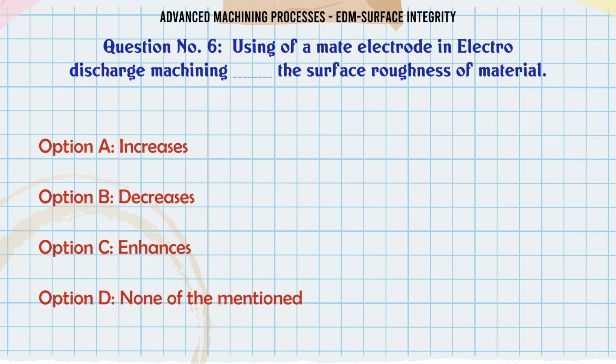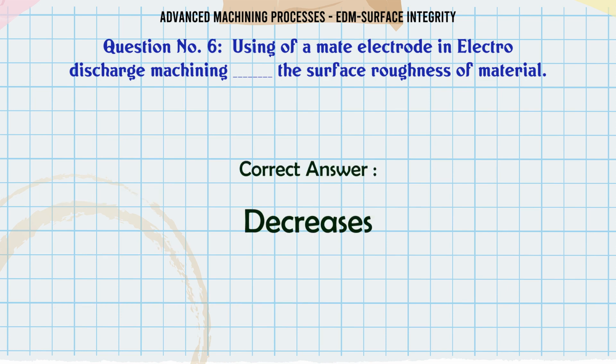A increases, B decreases, C enhances, D none of the mentioned. The correct answer is decreases.